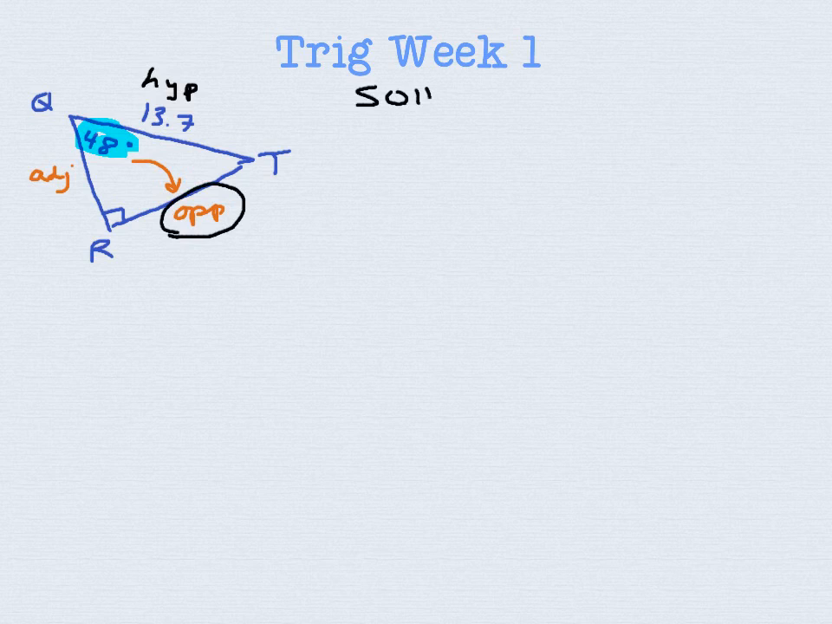Using our SOHCAHTOA, we are going to pick the trig ratio that has opposite, which is our unknown, and the hypotenuse, which we know, therefore we're going to use the sine ratio. And we fill it in. The sine of 48 degrees, no matter how big the triangle, is a ratio, a constant value. You can look it up on a table or use your calculator.